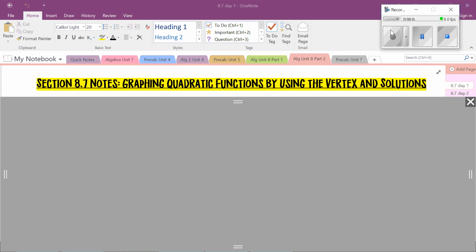This is Ms. Carranza, and today we're going to talk about Lesson 8.7, Graphing Quadratic Functions by using the vertex and its solutions. Now, we're going to be graphing quadratic functions written in standard form, and quadratic functions written in vertex form.